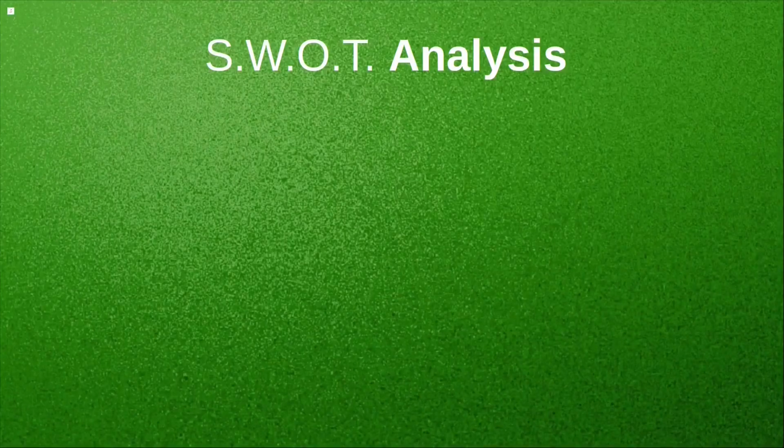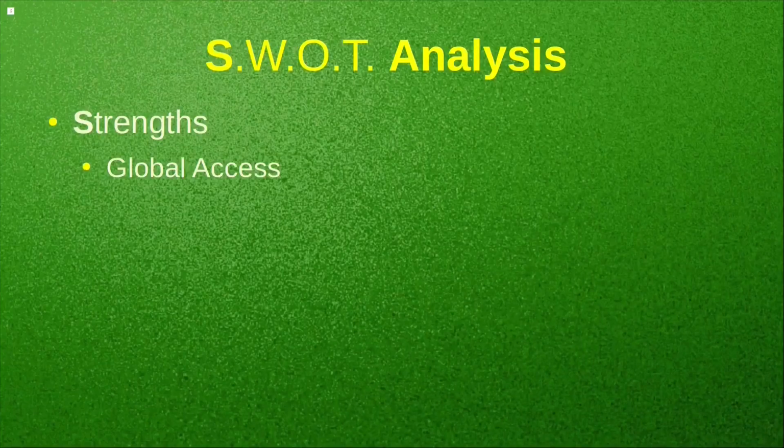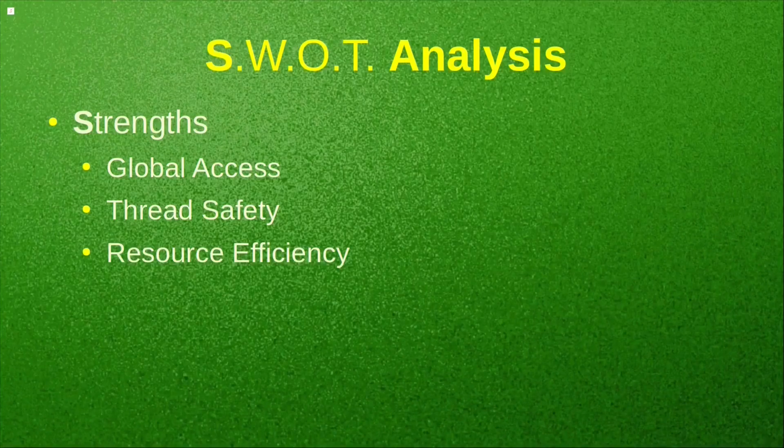Let's do a SWOT analysis of the Singleton design pattern using C++. S, strengths. Global access: provides a single instance of a class globally, ensuring controlled access to shared resources in C++. Thread safety: can be made thread safe using C++11 features like std::call_once. Resource efficiency: reduces memory usage by ensuring only one instance of the class is created.